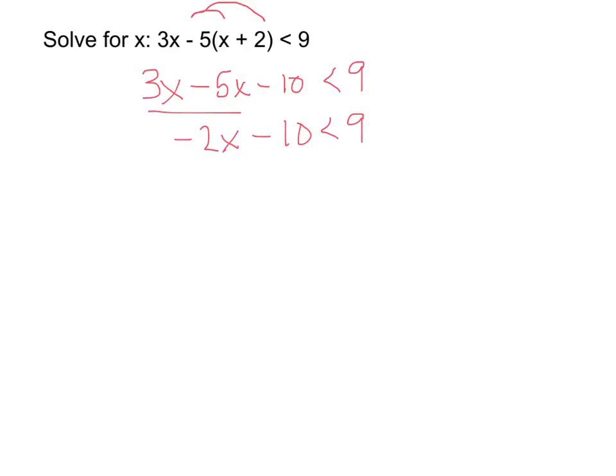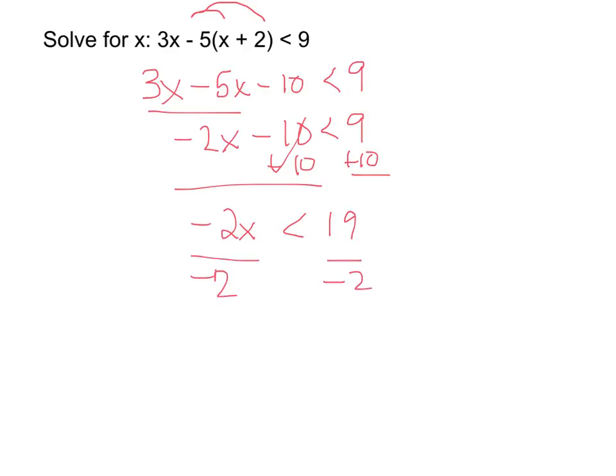Perfect. So now all of our x's are on one side at this point. We're going to just add the 10 to both sides so that we can get x by itself, and we get -2x < 19. And the last thing we need to do is divide both sides by -2.